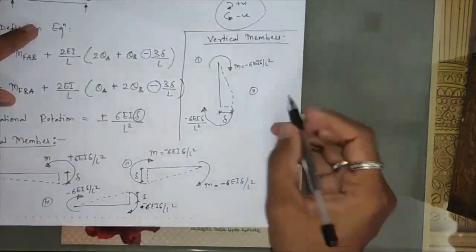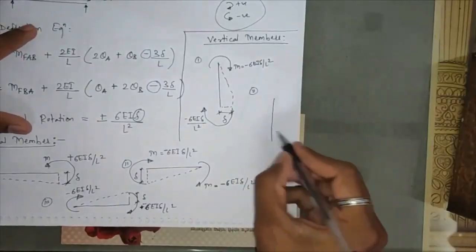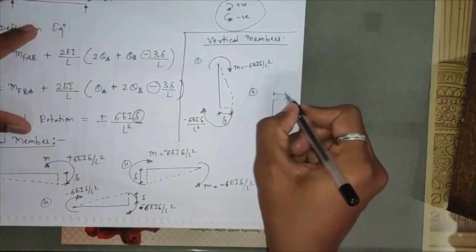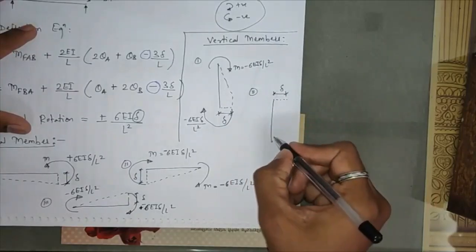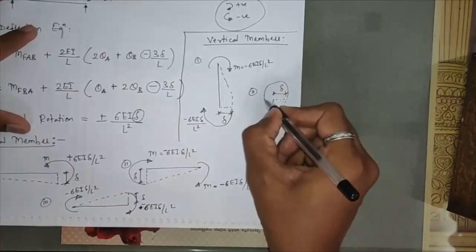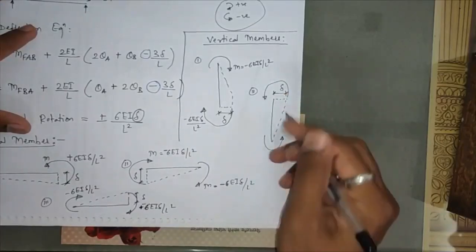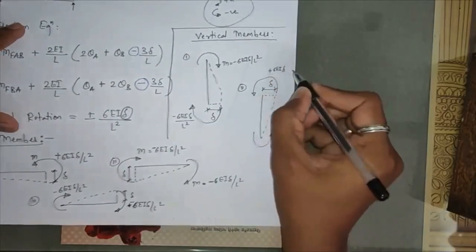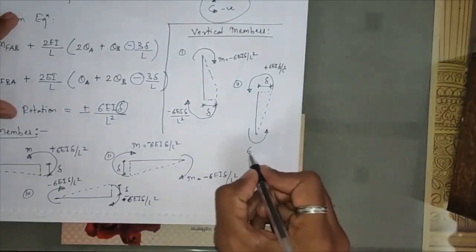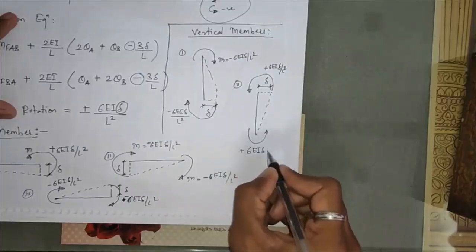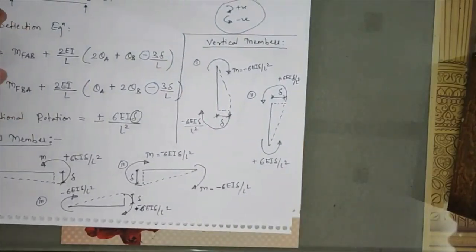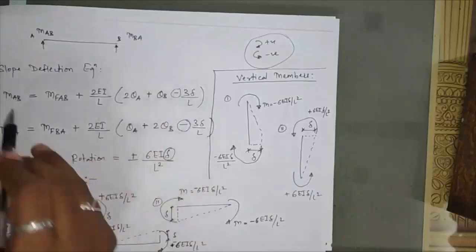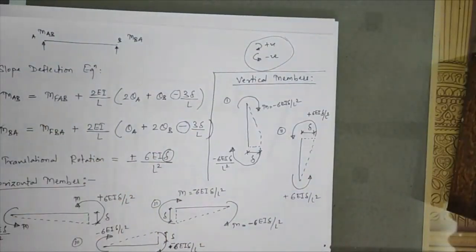For the second example, suppose these rotations are coming in the upward direction, delta here. Again translational rotations will be induced. Now these are anti-clockwise moments, so that will come plus 6 EI delta upon L square, and this will also come plus 6 EI delta upon L square. According to this sign convention, you have to vary your sign in the slope deflection equations.